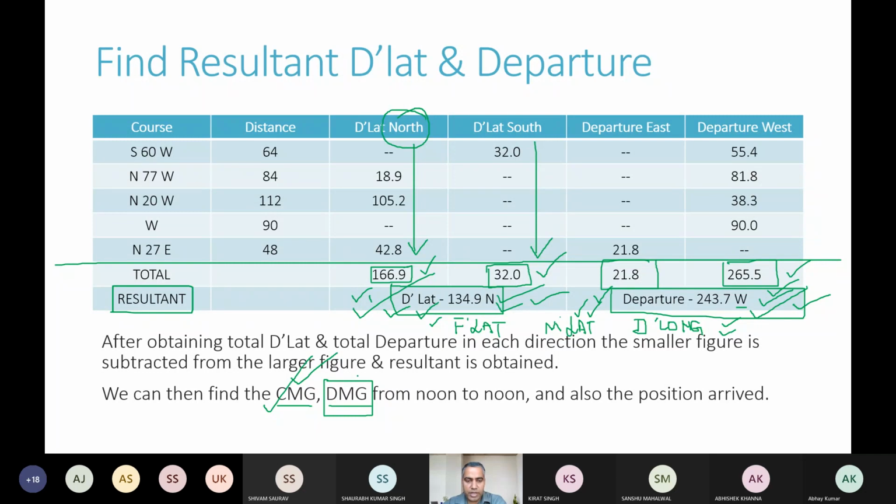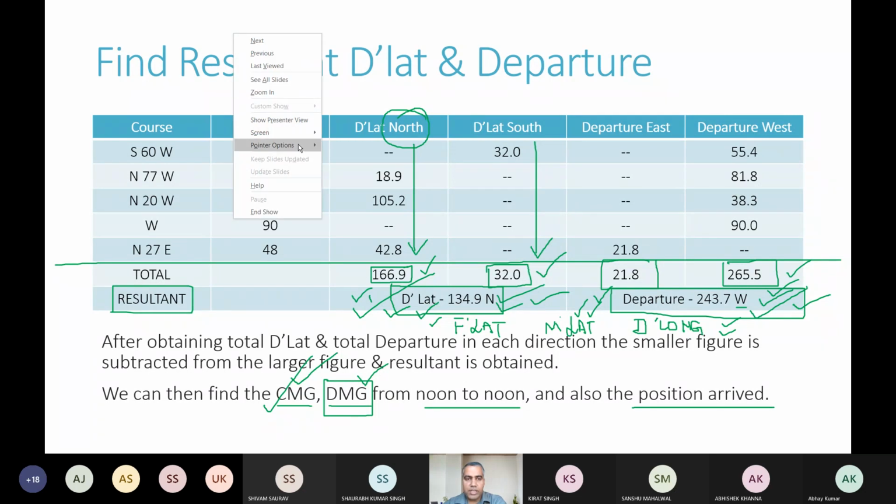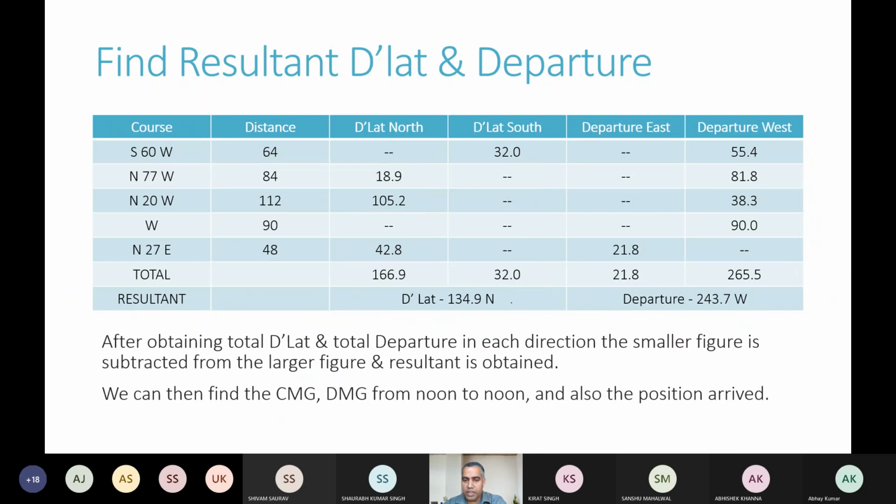So we can find out the course made good, the distance made good from noon to noon and also the position arrived. तो आप बेटा ये वैल्यूज तो आपके पास आ गई हैं. आप अपनी नोटबुक्स में इसको सॉल्व करो और ये चारों चीजें निकालो. कोर्स मेड गुड, डिस्टेंस मेड गुड एंड द पोजीशन अराइव्ड. ये चारों चीजें आपने अभी निकालनी है बेटा. So once you calculate, please let me know. I will show you the answers then.